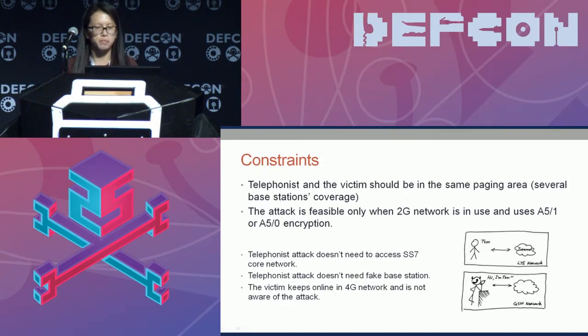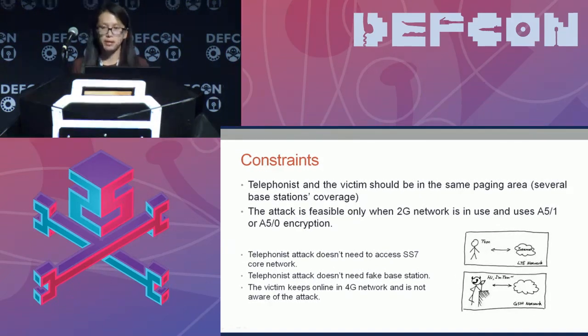Compared with other known exploitations, the Telephonist attack has these features. It doesn't need to access the SS7 core network, and this attack doesn't need a fake base station, so it's quite easy to launch. The victim stays online in the 4G network and is not aware of this attack, as the pictures shown here.